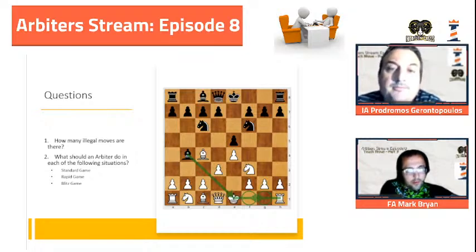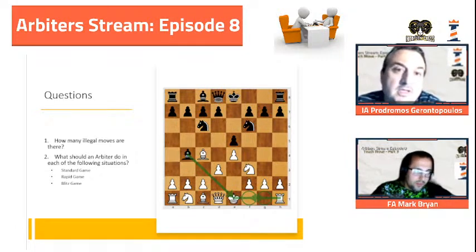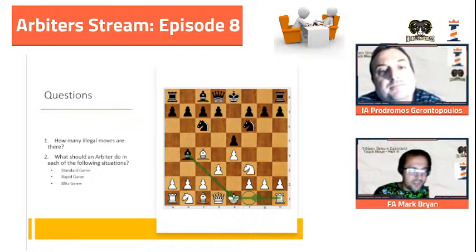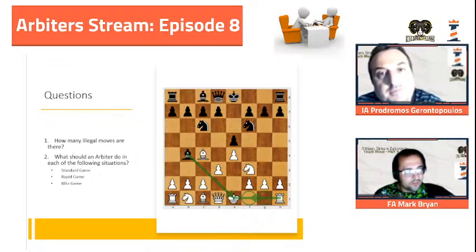Yes, exactly. We need to remove the 30 seconds from the player who did the illegal move, and also move the move counter back, the move made counter. Yes, the move counter has to go back.